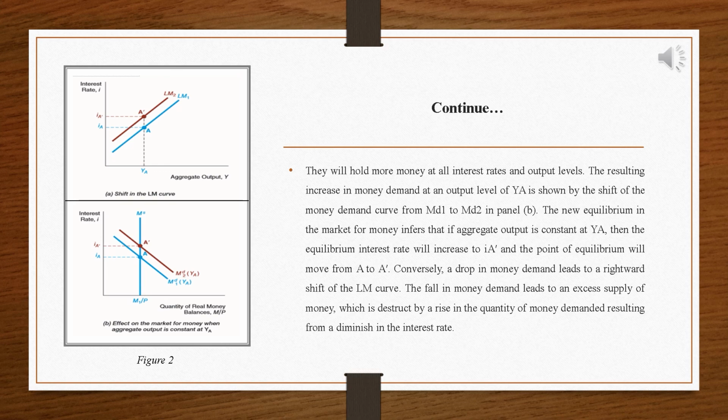The new equilibrium in the market for money infers that if aggregate output is constant at YA, then the equilibrium interest rate will increase to IA prime and the point of equilibrium will move from A to A prime. Conversely, a drop in money demand leads to a rightward shift of the LM curve. The fall in money demand leads to an excess supply of money, which is offset by a rise in the quantity of money demanded resulting from a decrease in the interest rate.